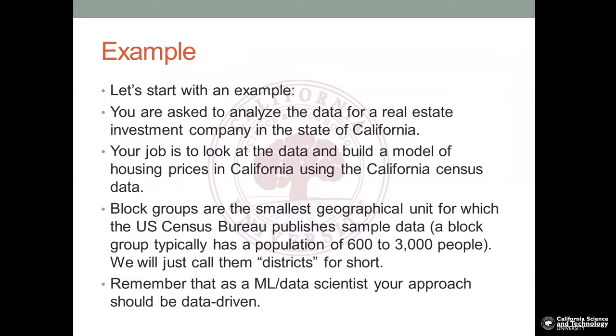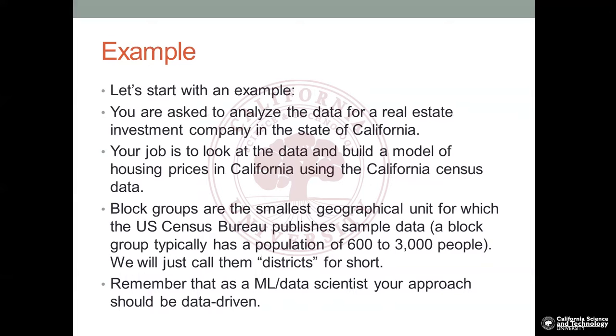Okay, so basically the task of building a model is what you need to do. Block groups are the resolution of the data you're trying to look at. They are the smallest geographical units for which the U.S. Census Bureau publishes sample data, what we call a district, basically.